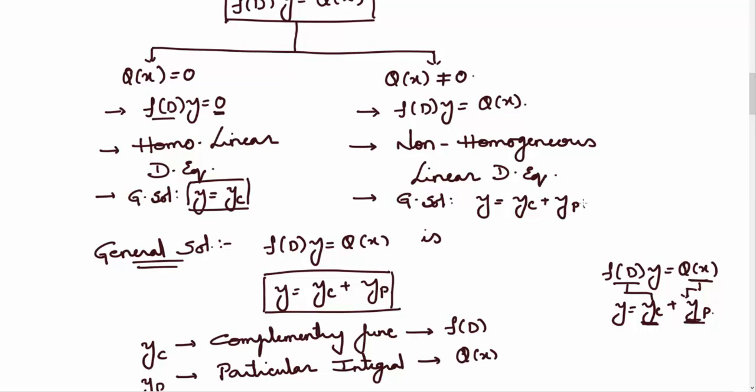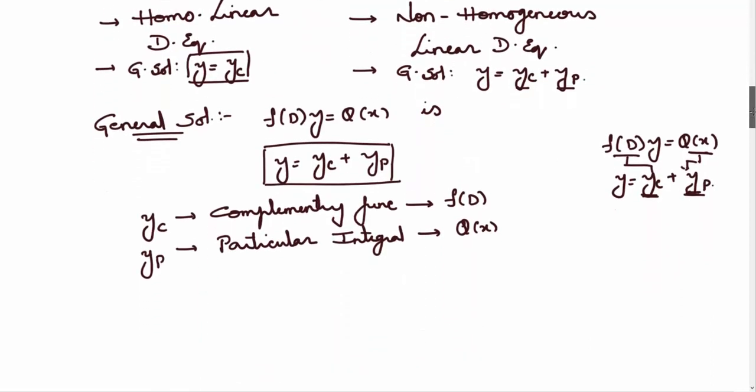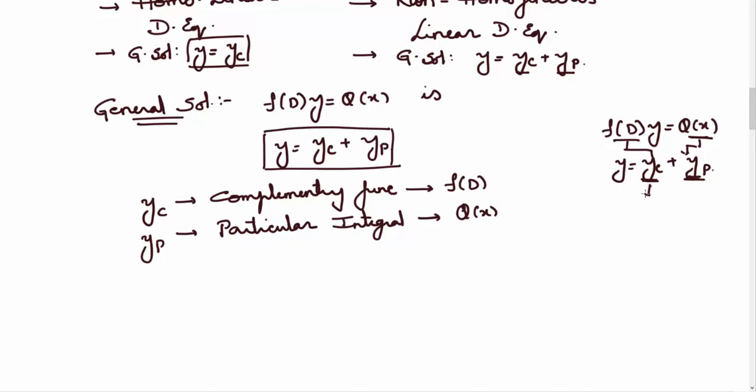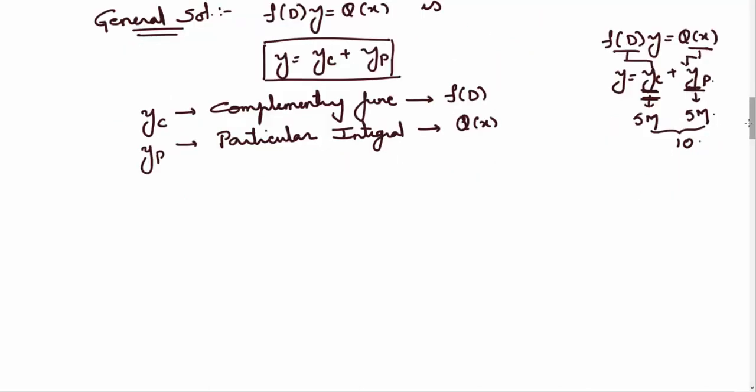Why? Since we have f of D, yc will exist, and again q of x, so yp will exist. So now, in order to find this yc, we have 5 methods, and in order to find yp, we again have 5 methods. So in total 10 methods we are going to learn, and it is very easy to learn this yc. Let's start discussing yc. So that is methods of finding yc.